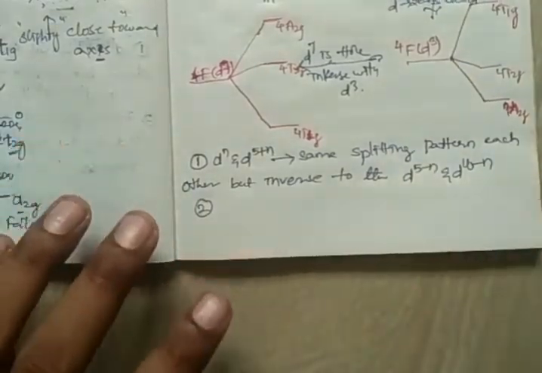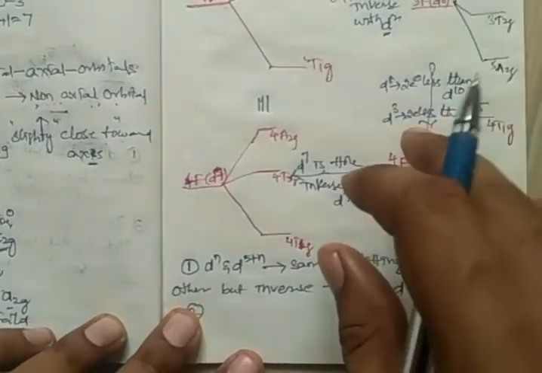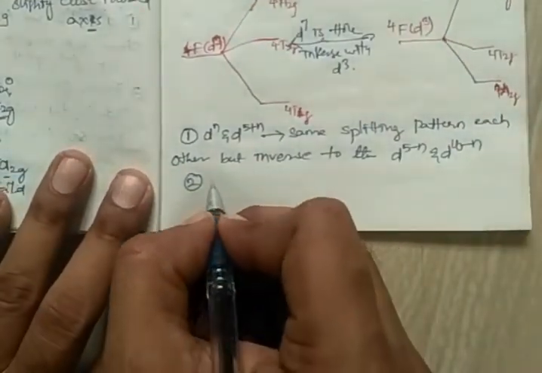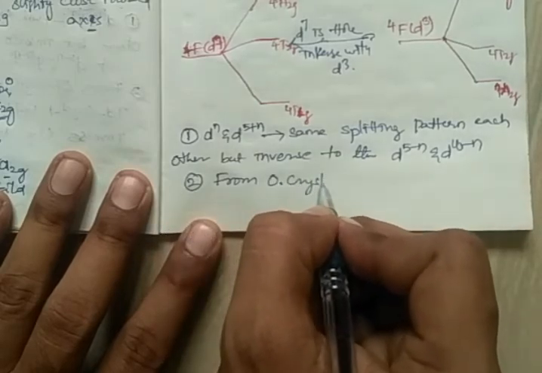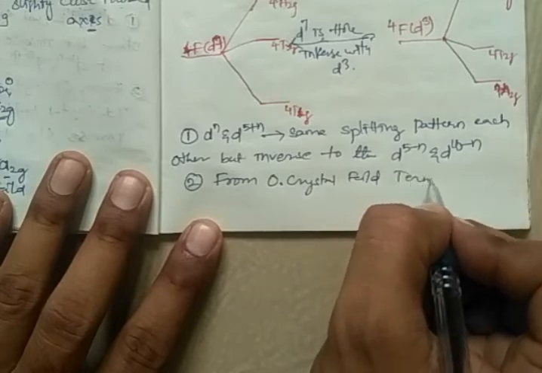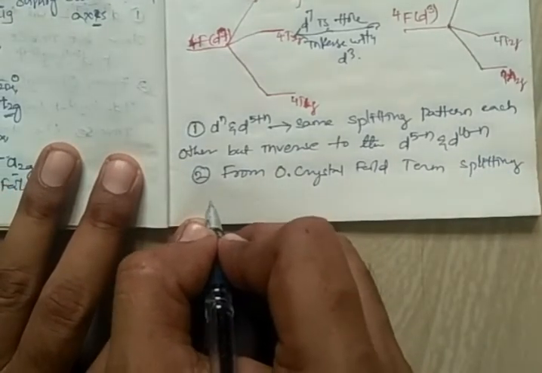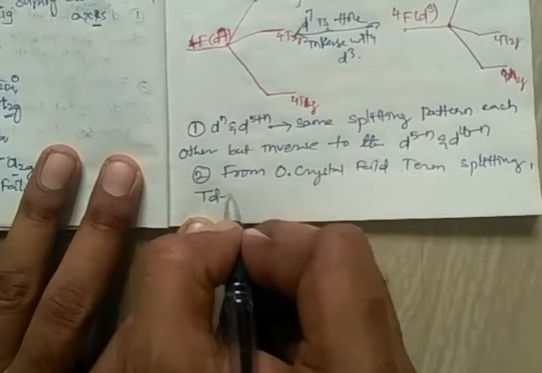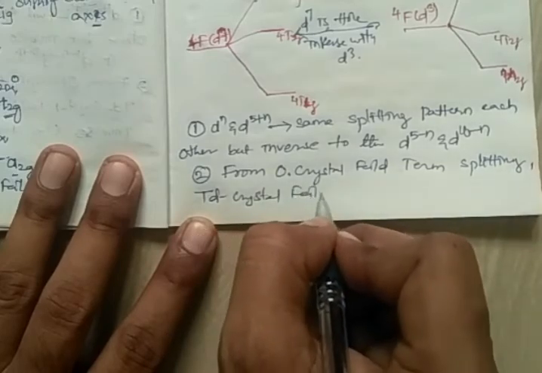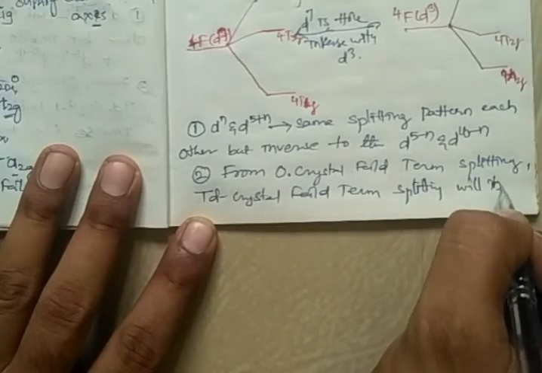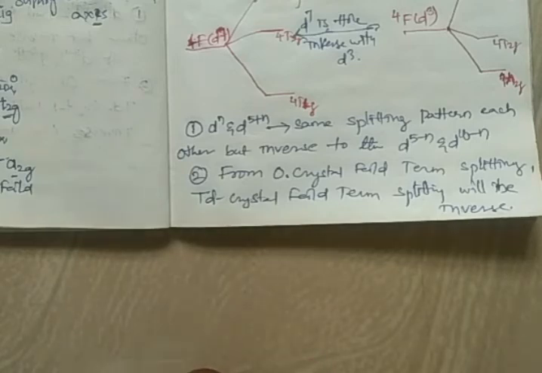And all these four splitting patterns are for the octahedral crystal field. To have the tetrahedral crystal field, they have to be just inverted, right? From the octahedral crystal field, the tetrahedral crystal field term splitting will be reverse. Term splitting will be inverse, right? So that's how the F orbital, F term splitting patterns can be observed, right?